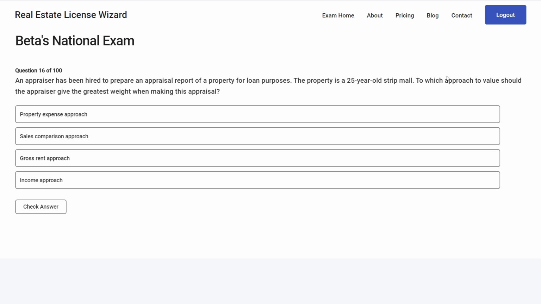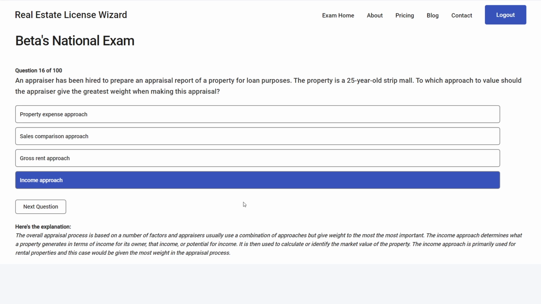Alrighty. So before I answer this one, obviously the appraisal process is based on a bunch of factors. So they're usually a combination of a few. But the correct answer for this one is the income approach. So basically, when you hear strip mall, you need to think of potential for income, because that's when the income approach comes in. So it's primarily used for rental properties. When you hear strip mall, things like that, maybe like a plaza or something, there's plenty of examples, but in this case, the most weight would be given to the income approach because that's how you're figuring out how much money or income the property is going to make.